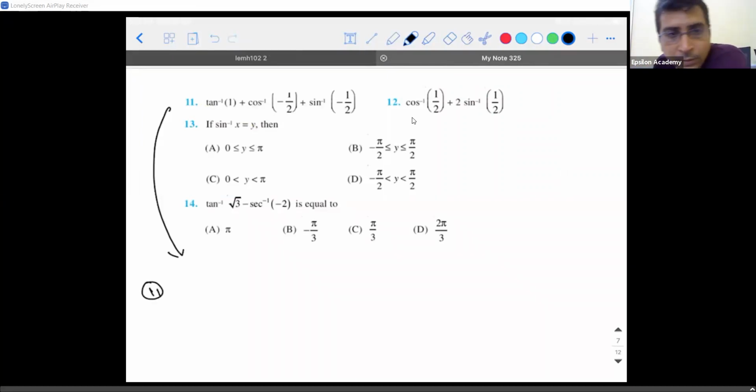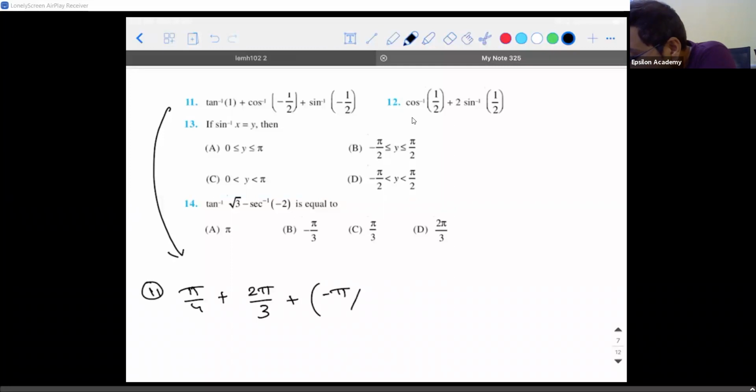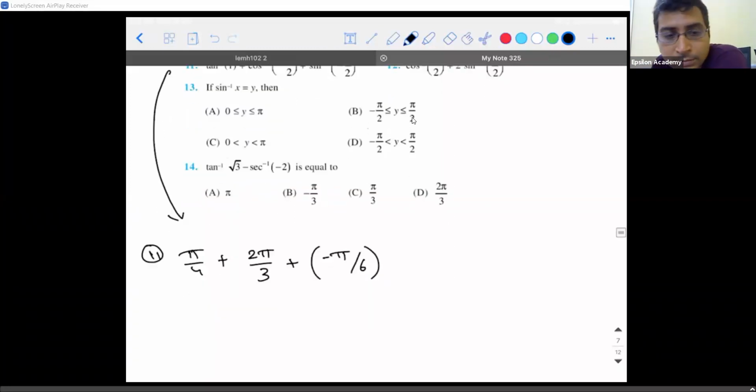So tan inverse of 1, positive, pi by 4, plus cos inverse of minus half, 2 pi by 3. Cos inverse of half is pi by 3, so this is 2 pi by 3. Very good. Then sin inverse of minus half is minus pi by 6. You solve this: take the LCM, solve it, that is the answer. Okay, that part you can do it, no?